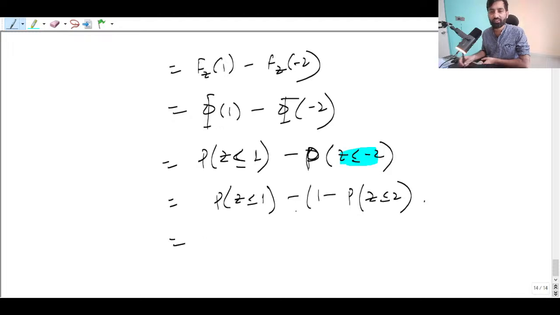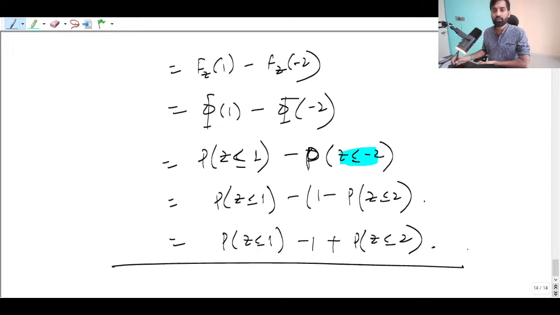If you solve this, it will give you probability of Z less than 1 minus 1 plus the probability of Z less than 2. Now you can refer to the table, put all these values and compute it, and you will get the answer. The confusion exists only for negative values. So just remember something simple.